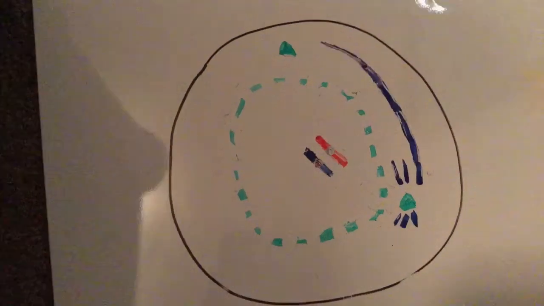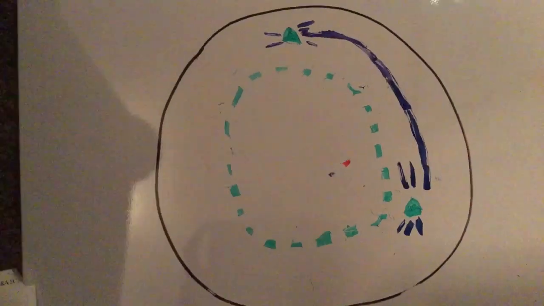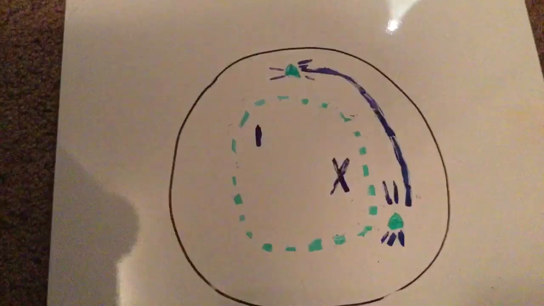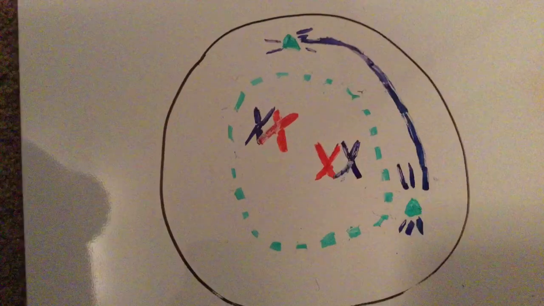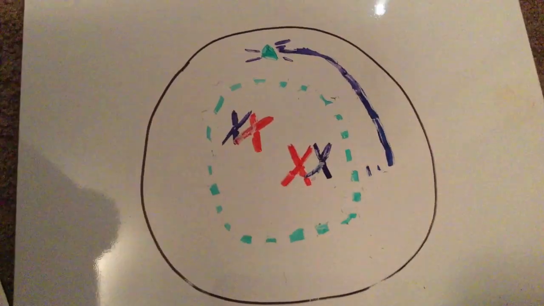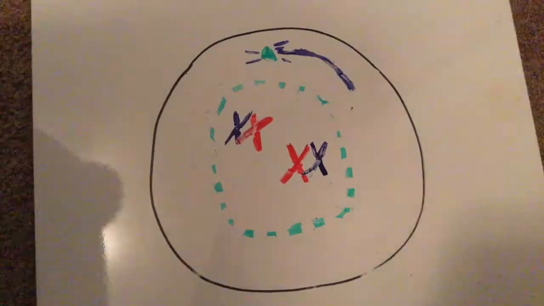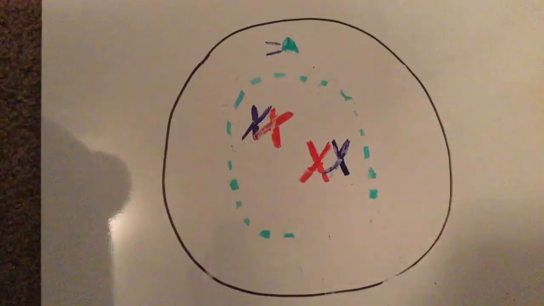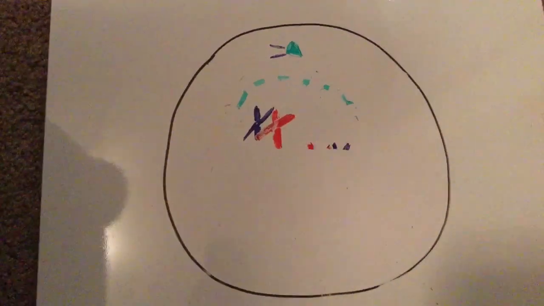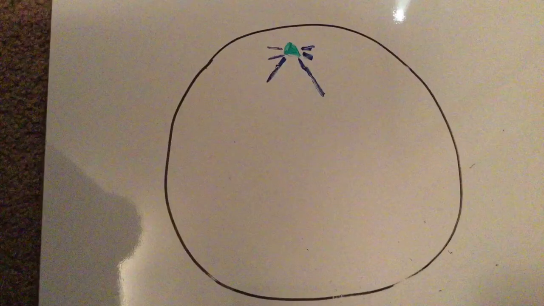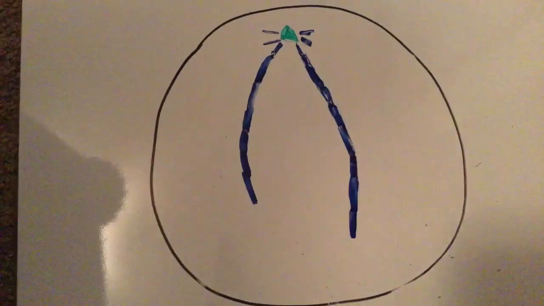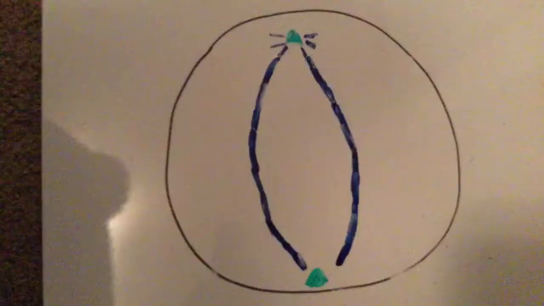The bivalents duplicate to form tetrads, or four chromatid groups. The nuclear membrane disintegrates, crossing over occurs. In metaphase 1, the tetrads, attached to the spindle fibers at their centromeres, line up at mid-cell.